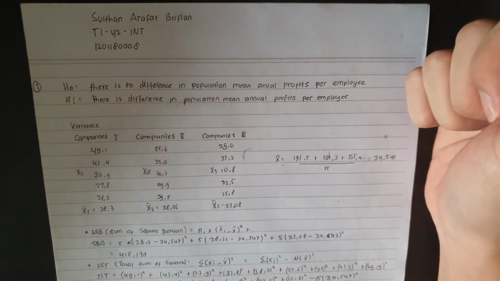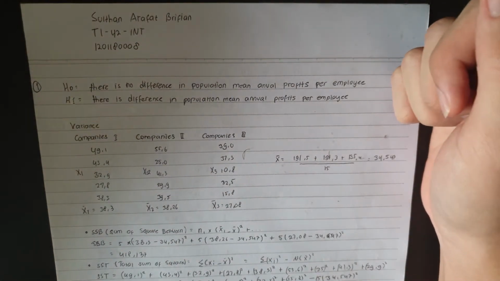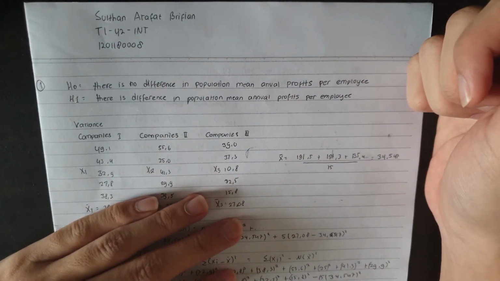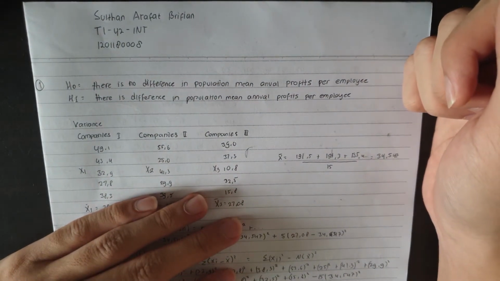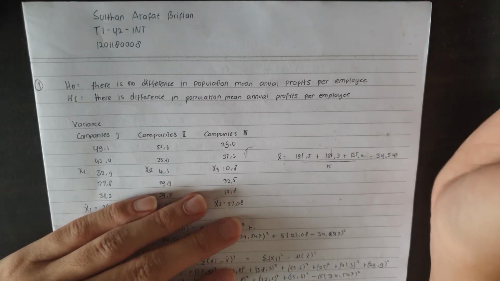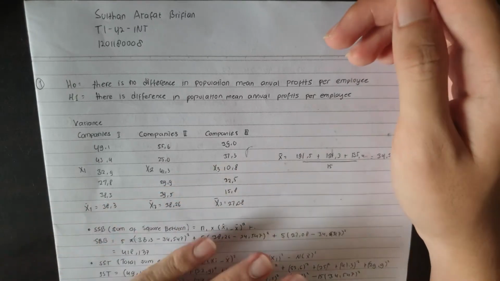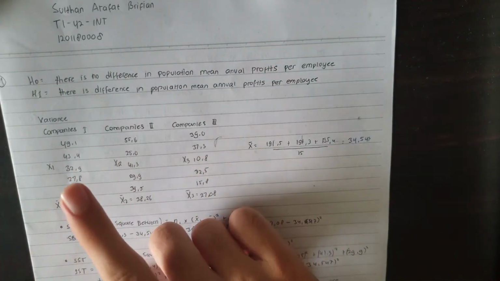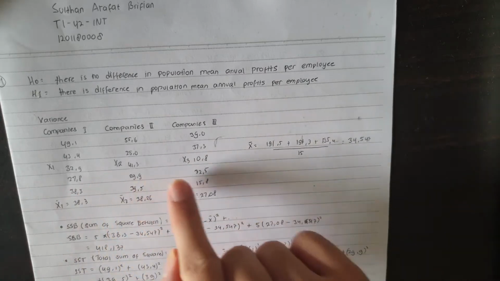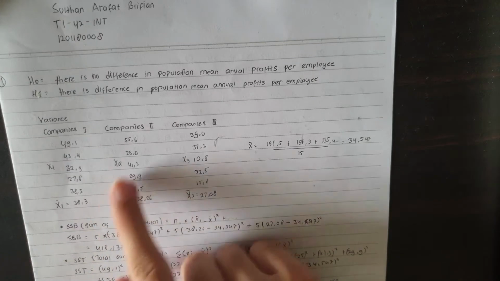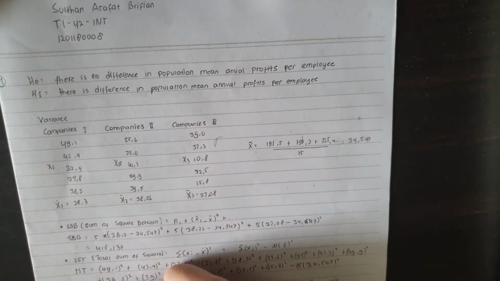So this is my answer for question number one. The question wants to know if there is a difference or not in the population mean annual profits per employee. We have this table from the question, with companies 1, companies 2, and companies 3, and we have to solve it with one-way ANOVA.